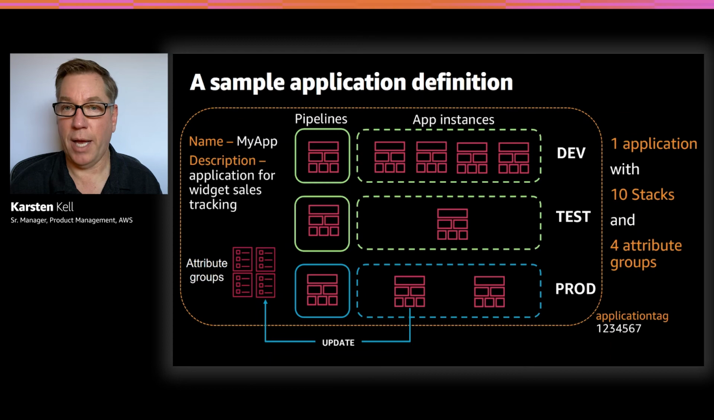Similarly, you can have multiple attribute groups. Here I've depicted 4 attribute groups for this particular application. And I might have one attribute group that's my corporate info or business unit info, or maybe both. And I may have other attribute groups that maybe have specific information, in this case, not for a particular stack, but maybe for an environment. So I may have an attribute group for my dev environment, my test environment, and my prod environment.